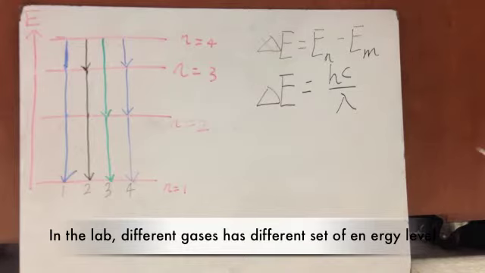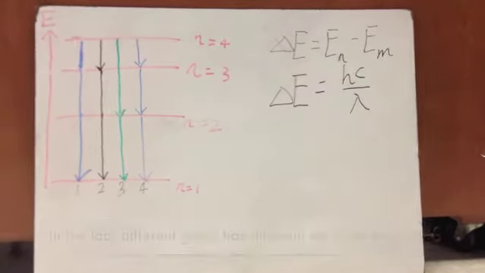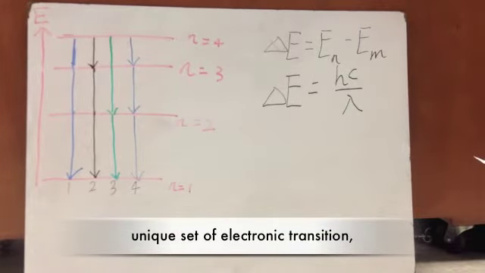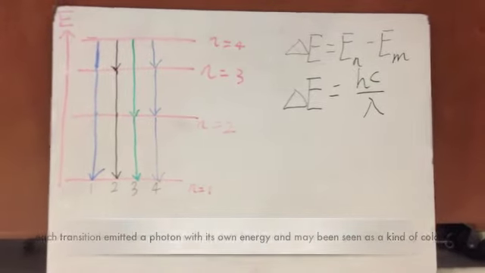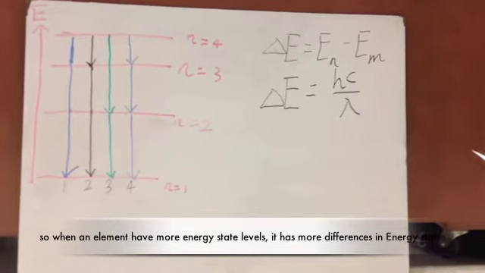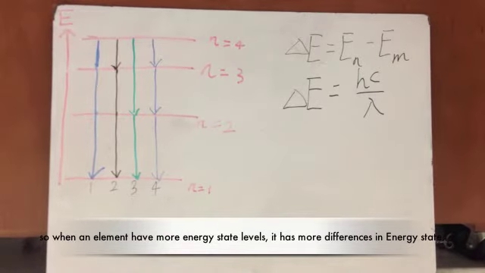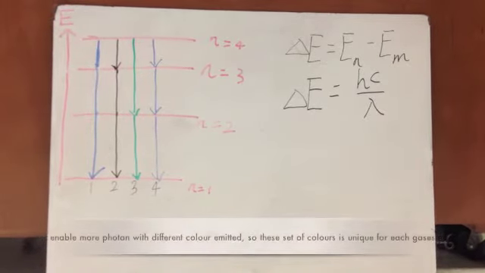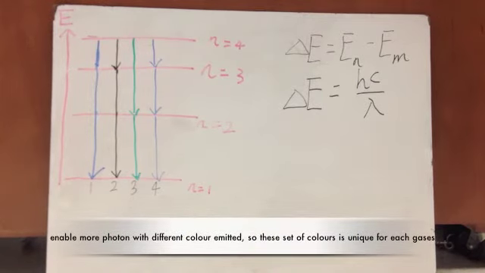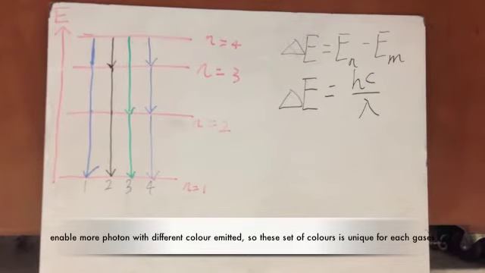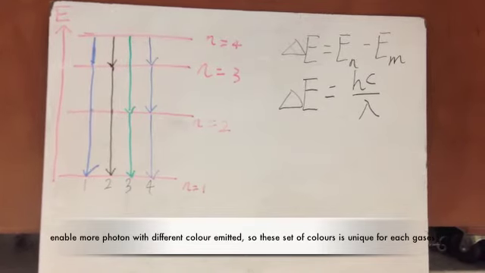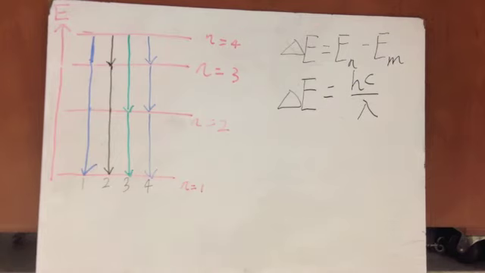In the experiment, different gases have different sets of electronic energy levels, so they have a unique set of electronic transitions. Each transition emits a photon with its own energy and may be seen as a kind of color. So when an element has more energy state levels, it has more differences in energy state, enabling more photons with different colors to be emitted, so we can see more colors through the lens. This set of colors is unique for each gas and may be used for identification.